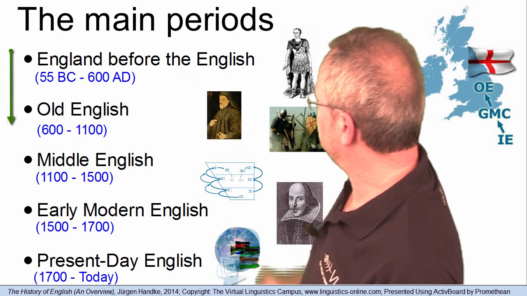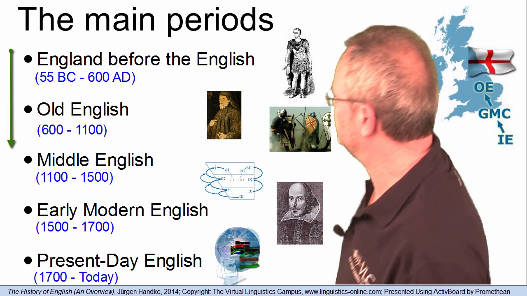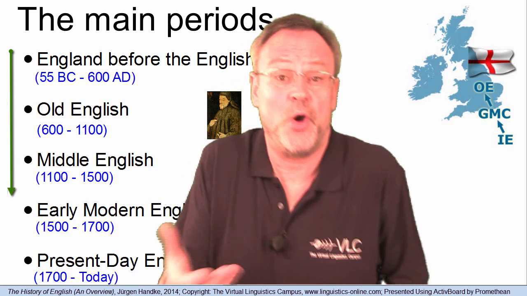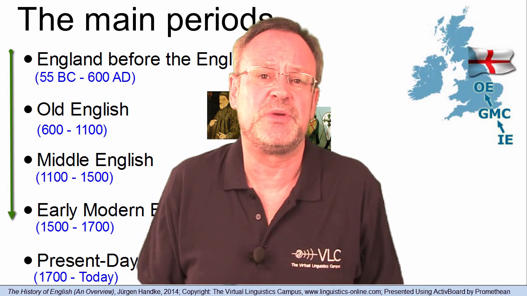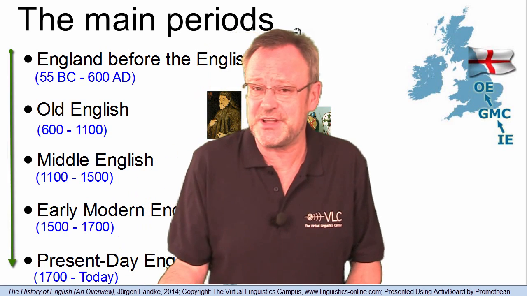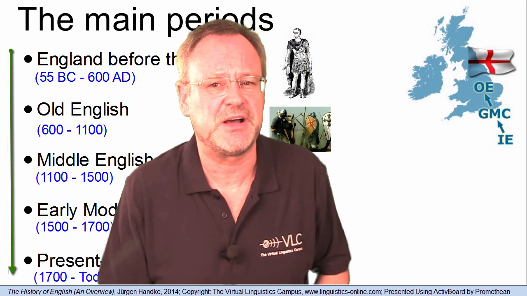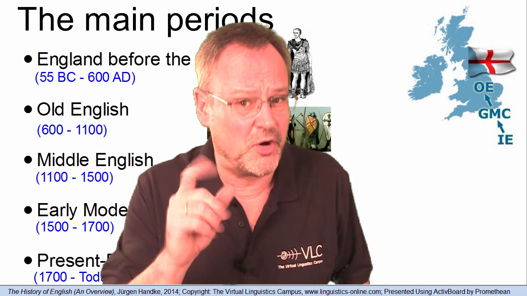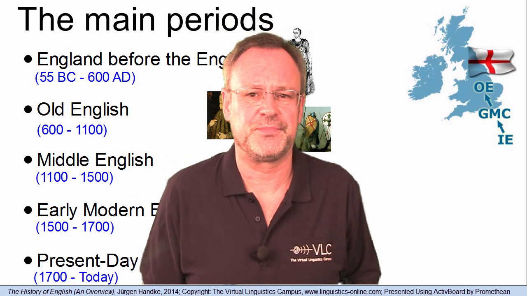The Old English period from 600 to 1100, the Middle English period from 1100 to 1500, the Early Modern English period from 1500 to 1700, and the period of present-day English from 1700 until today. So let's move back in time and start more than 2000 years ago.